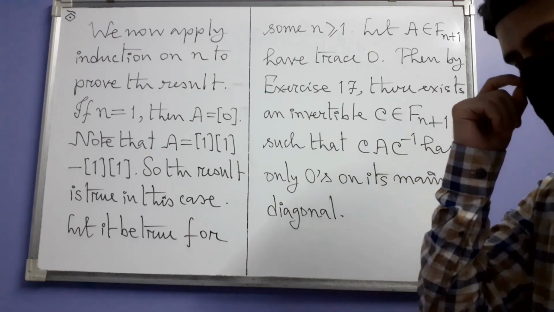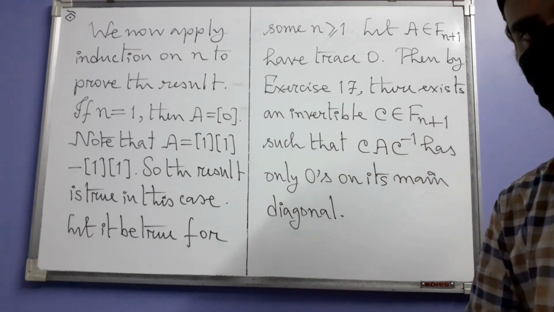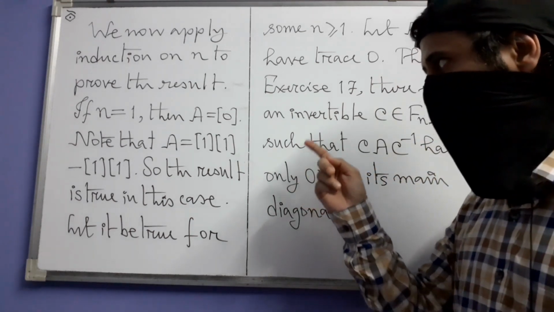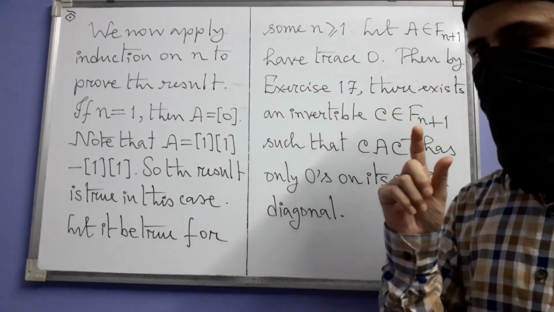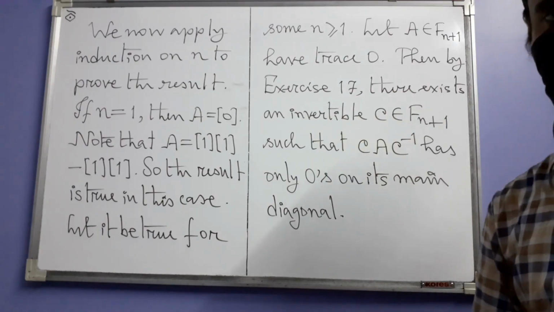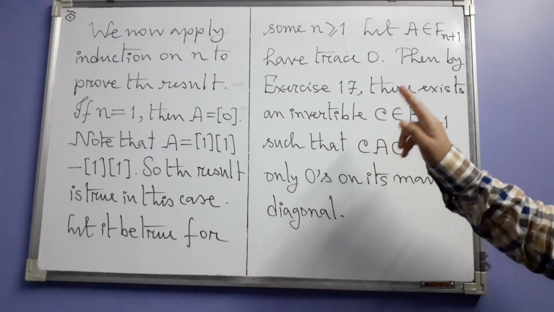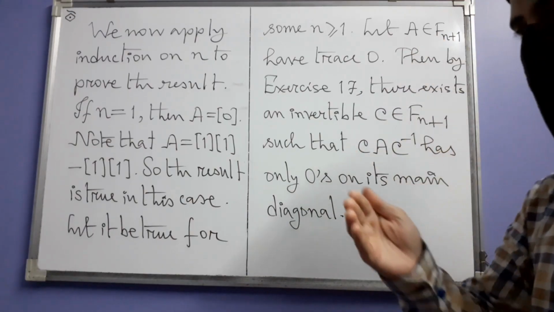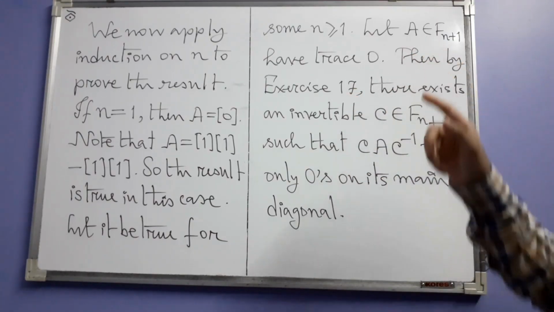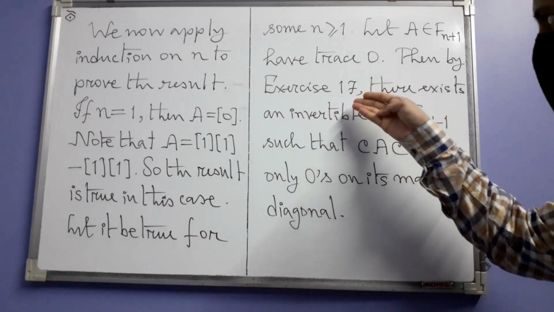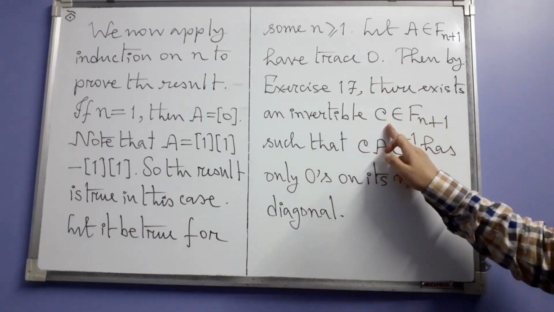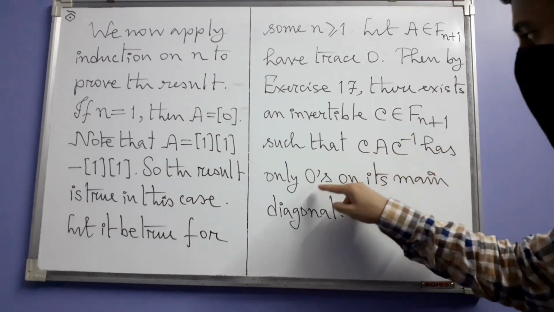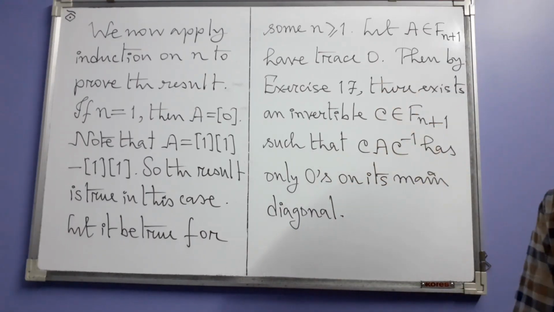And at this point, we have to take the help of the previous exercise, which being an odd numbered exercise, we haven't solved it. But whatever we did in the first part of the solution, you can use that to try to solve this one. But anyway, let's see what it says. By exercise 17, because F is not changing, F has characteristic 0, and we are dealing with a matrix of trace 0, this exercise says that there exists an invertible matrix C of the same size as A, such that CAC inverse has only zeros on its main diagonal.